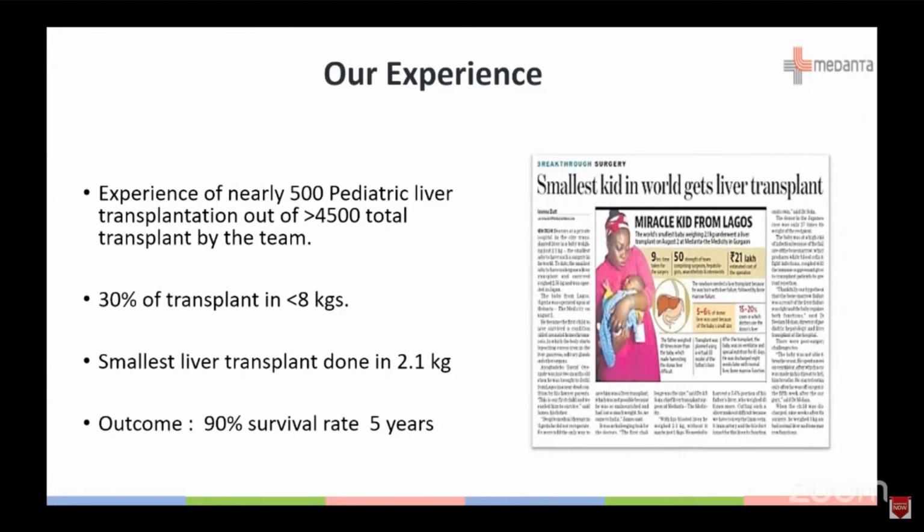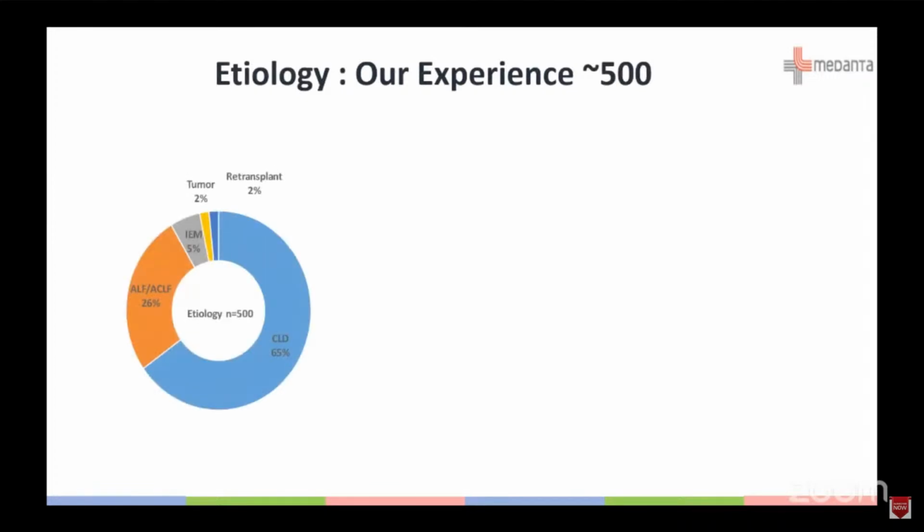30% of the children who undergo transplantation are very small kids with a body weight of less than 8 kgs. The world's smallest liver transplantation was performed in our hospital. The weight of the child was 2.1 kg, and we have an extremely good outcome of 90% survival rate at 5 years after liver transplantation. So this is our experience. We performed nearly 500 pediatric liver transplantations.